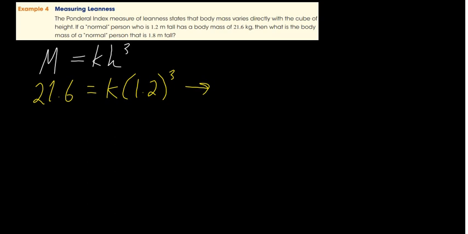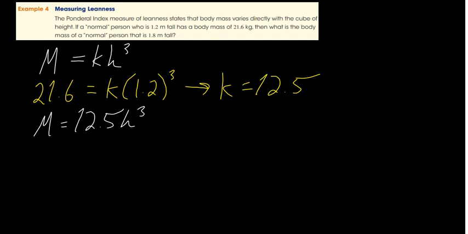So I got 12.5, so k is going to be equal to 12.5. And now from there I can make my equation. I have m is equal to 12.5, again that takes the k, and then h cubed. All right, now we can figure out what the last sentence is.